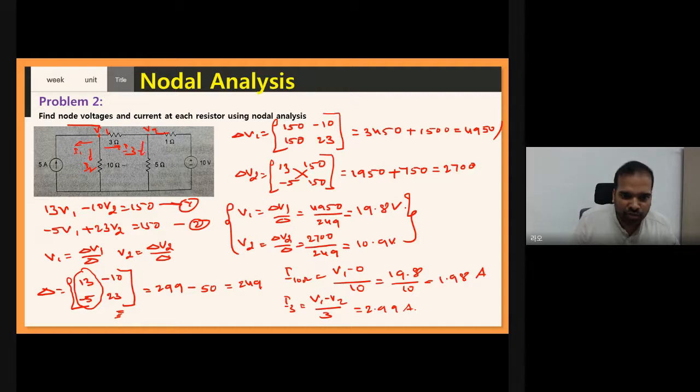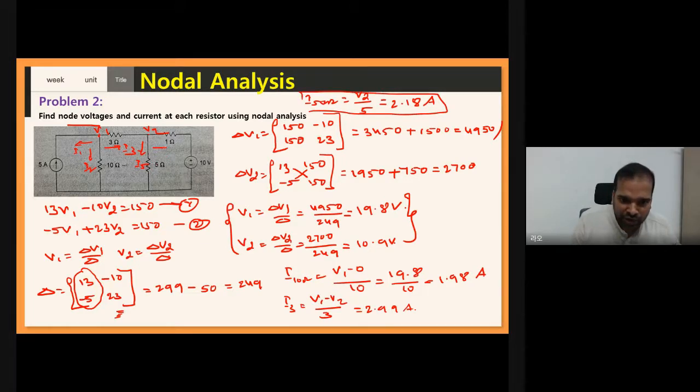Now you need to find the current at 5 ohm. So let us consider this is I5. Current at 5 ohm equals what? You will write V2 by 5. You already know the node voltage, 10.9 by 5. If you substitute that, you will get 2.18 ampere. So this is the current flowing in the 5 ohm resistor.